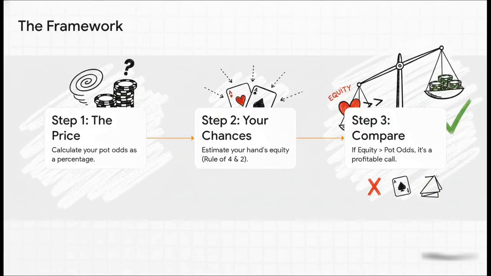And that's the whole framework right there. It really is always these 3 steps. First, find the price by calculating your pot odds. Second, estimate your chances by finding your equity. And third, you just compare the 2. If your chances are bigger than the price, you call. If not, you fold. It's that simple.